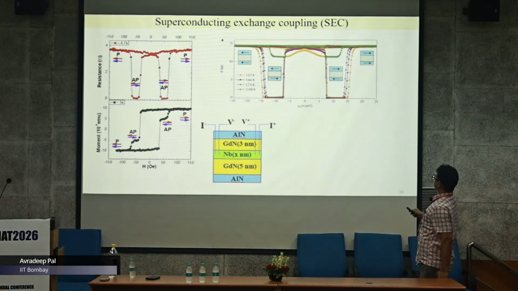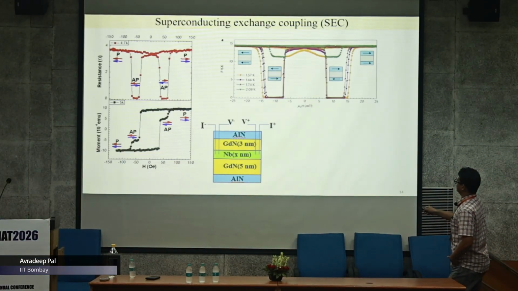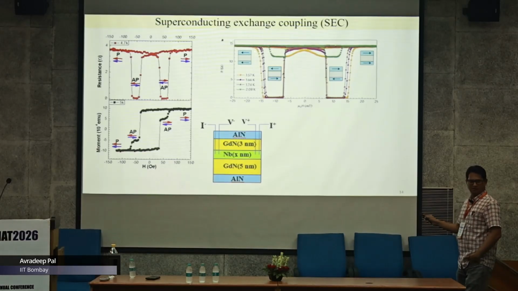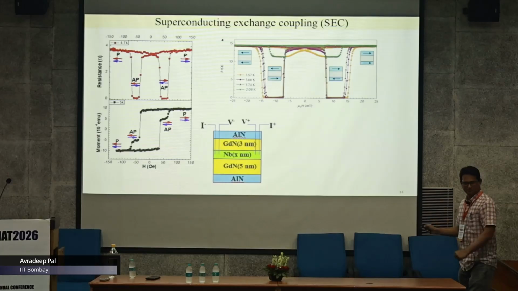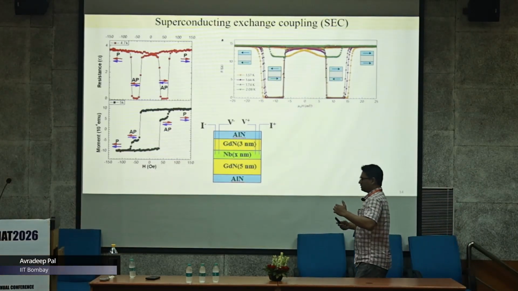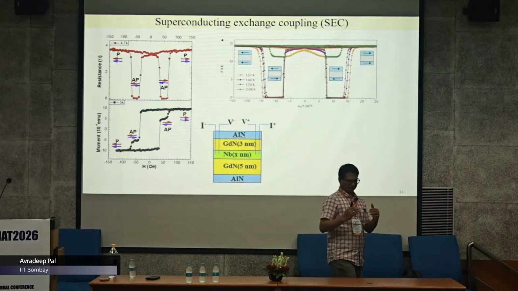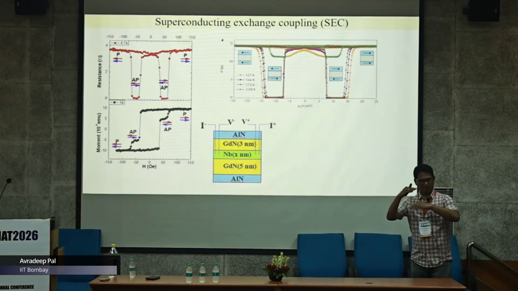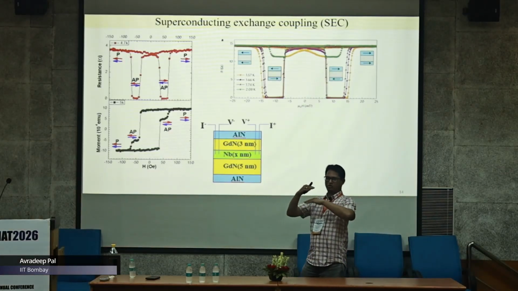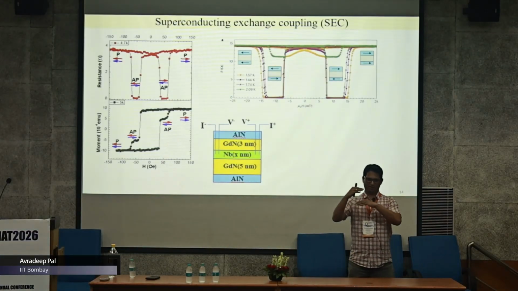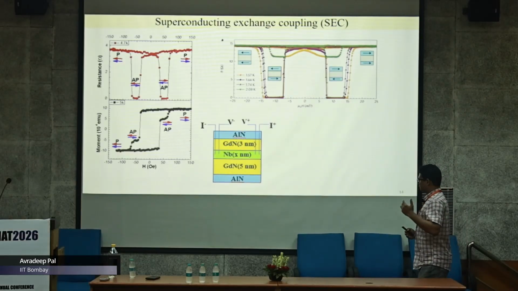So I cooled down another device. This is an 8 nanometer niobium device, and I measure the magnetoresistance at different temperatures. What you see is that the first switching is always constant. The second switching, as I go lower and lower in temperature, increases in field. What that means is that once the superconducting state is initiated at the antiparallel state of the ferromagnets, it does not want to destroy that state. The system wants to keep that superconducting state intact, okay? And this is as per the prediction of de Gennes.